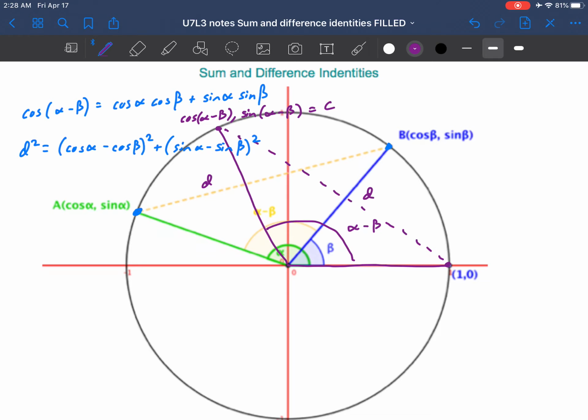Okay, so this D over here, right? We could say that D squared is equal to, same idea, change in x coordinates, so that's cos alpha minus beta minus 1 squared, plus the change in y coordinates, so that's sine alpha minus beta minus 0 squared. Wow, okay, this looks pretty crazy, and it is. Here's an expression for d squared.